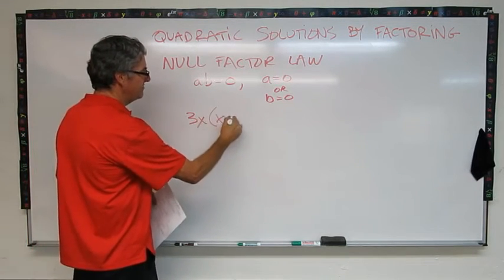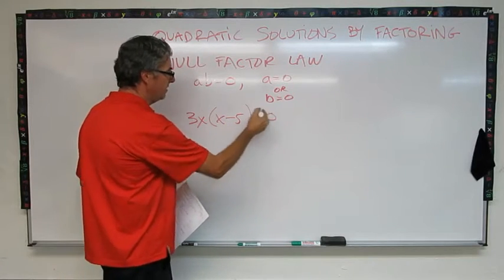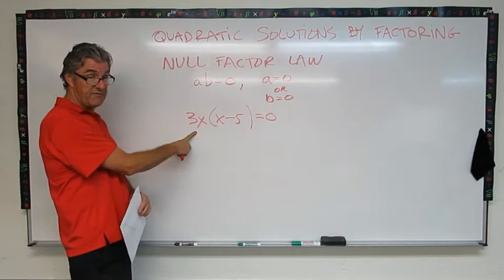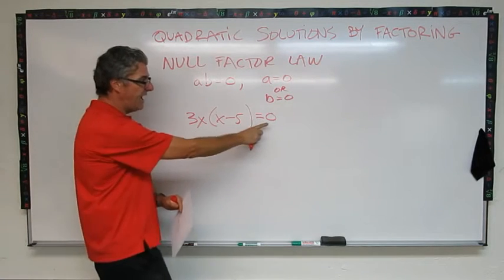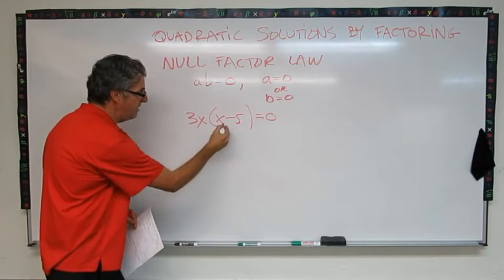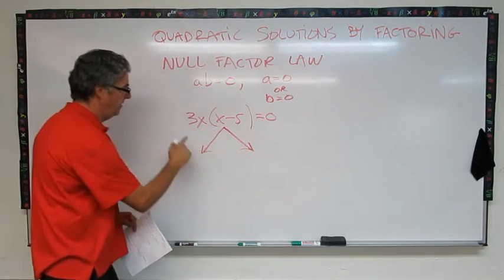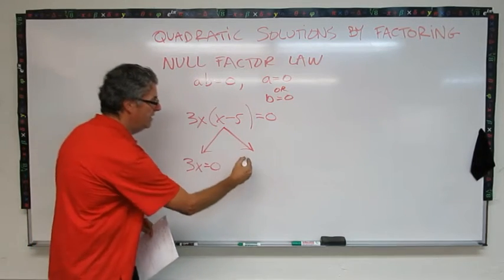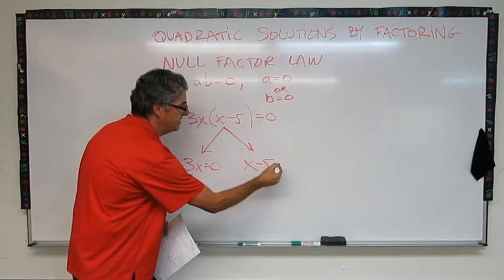3x times x minus 5 equals 0. You might have gotten this by factoring out a greatest common factor in a previous problem. Now we have it set equal to 0. So what we can do here is branch this out. 3x equals 0, or x minus 5 equals 0.